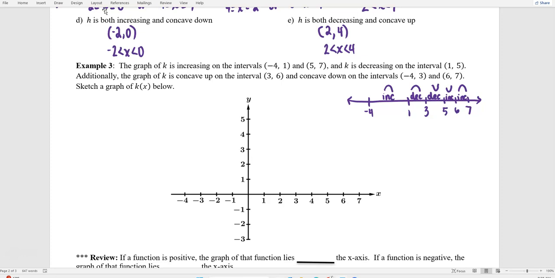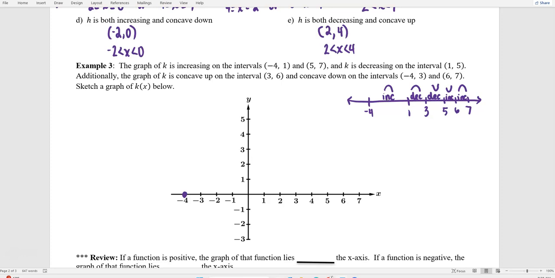So they don't give us any points on this graph whatsoever. So it doesn't matter where you start. Your graph is going to have the same general shape, but it could go through a lot of different points, right? So from -4 to 1, my graph should be increasing but concave down. So, since I start off increasing, I'm going to start a little lower. I think I'll just start right here. Increasing but concave down all the way over to 1, right?